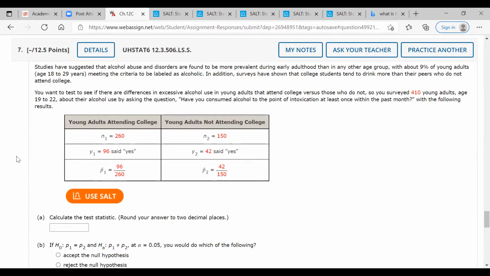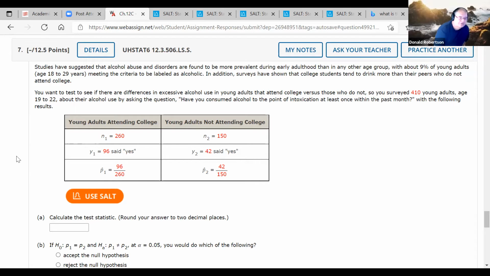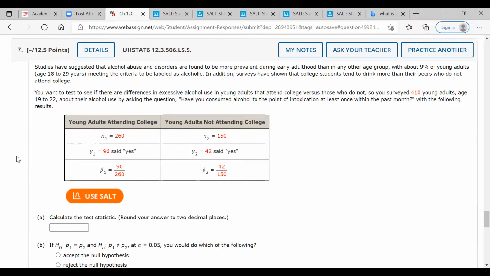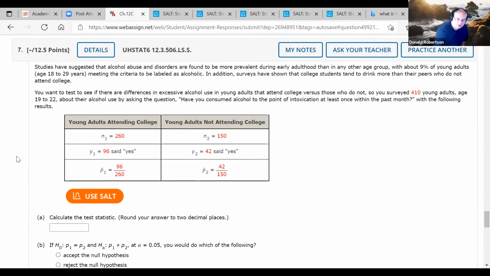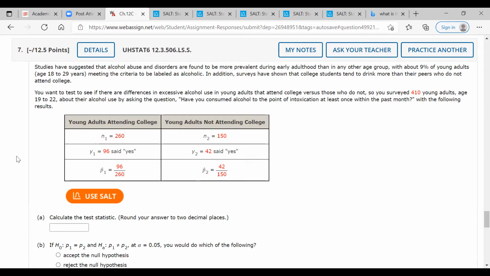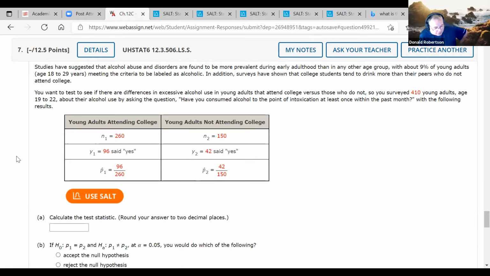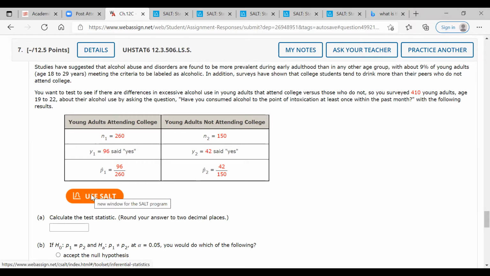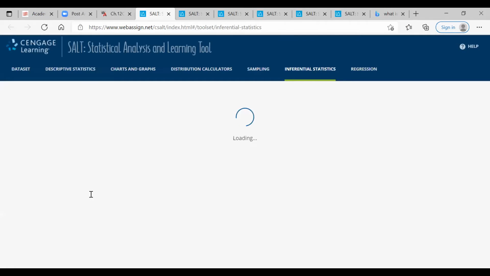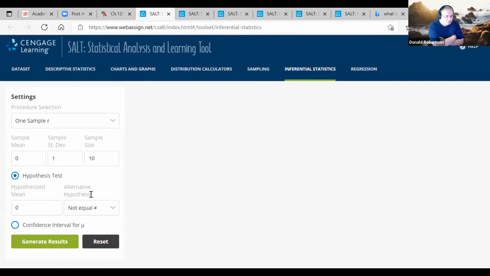Young adults attending college: 96 out of 260 of them said they got drunk. Those who do not attend college: 42 out of 150 of them said they got drunk. Okay, so let's use SALT, because we are going to do the null, the test statistic and the p-value. So it's two proportions.